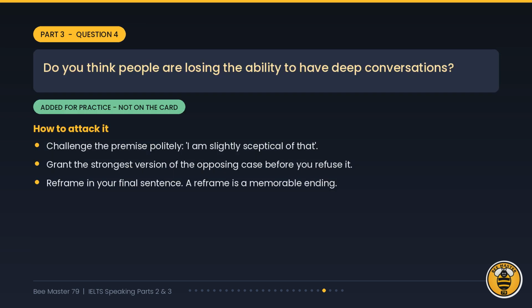Do you think people are losing the ability to have deep conversations? Challenge the premise politely. "I am slightly skeptical of that." Grant the strongest version of the opposing case before you refuse it. Reframe in your final sentence. A reframe is a memorable ending.